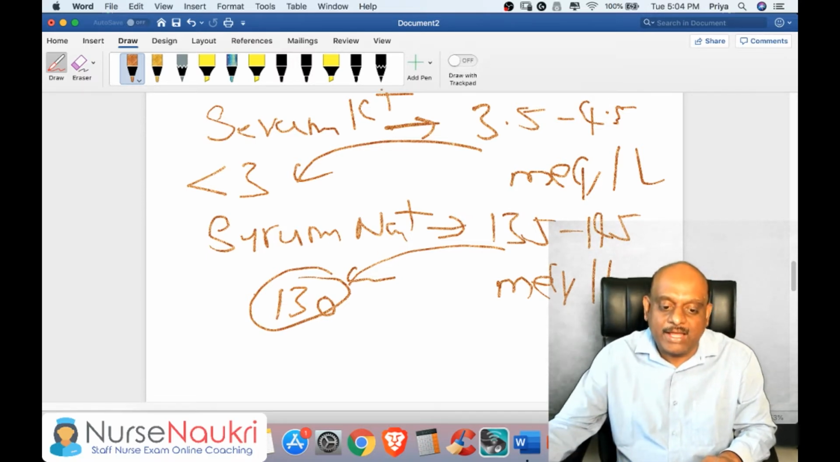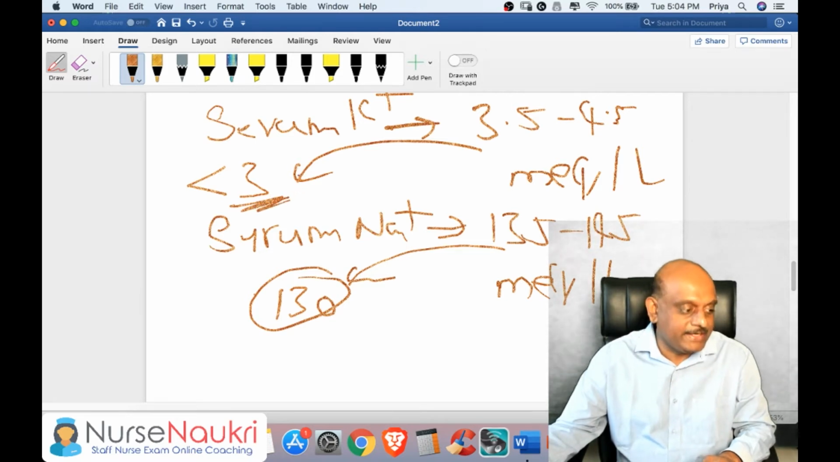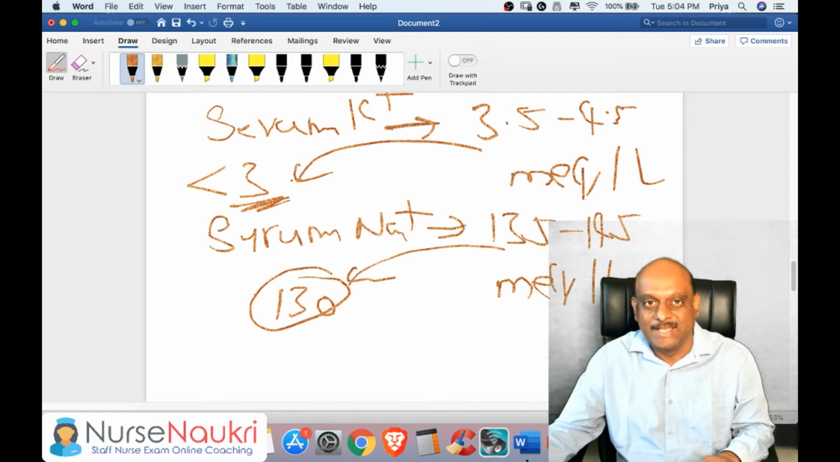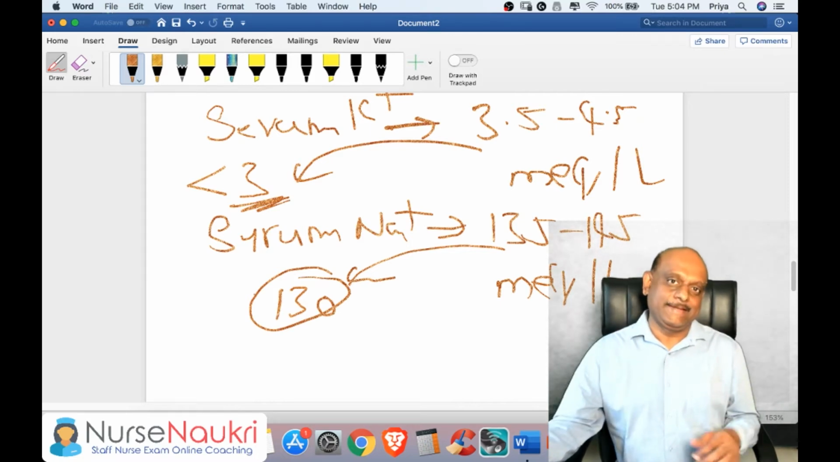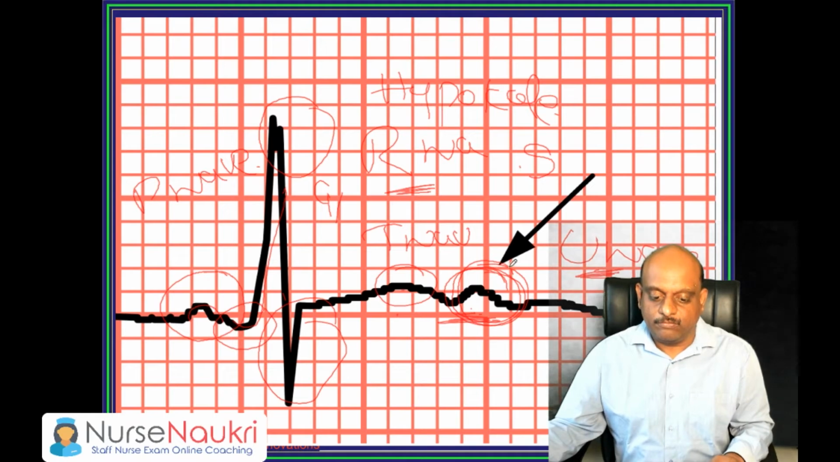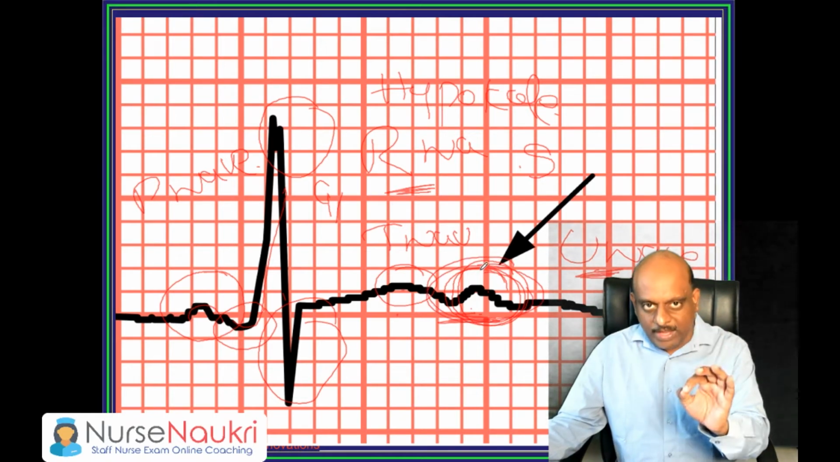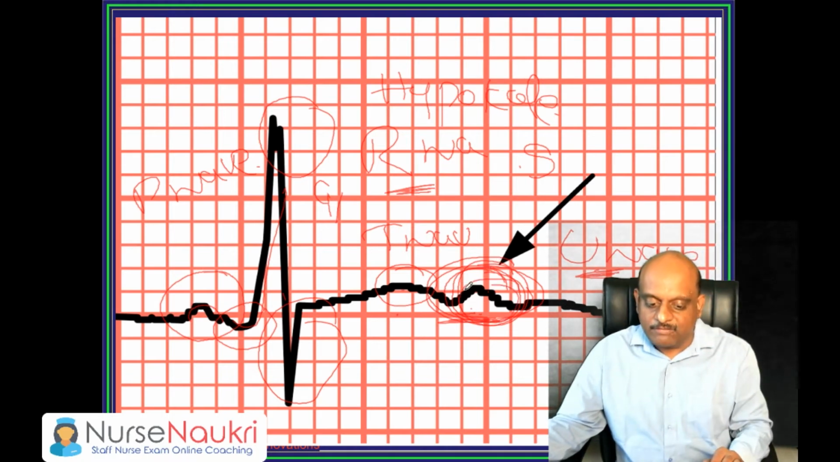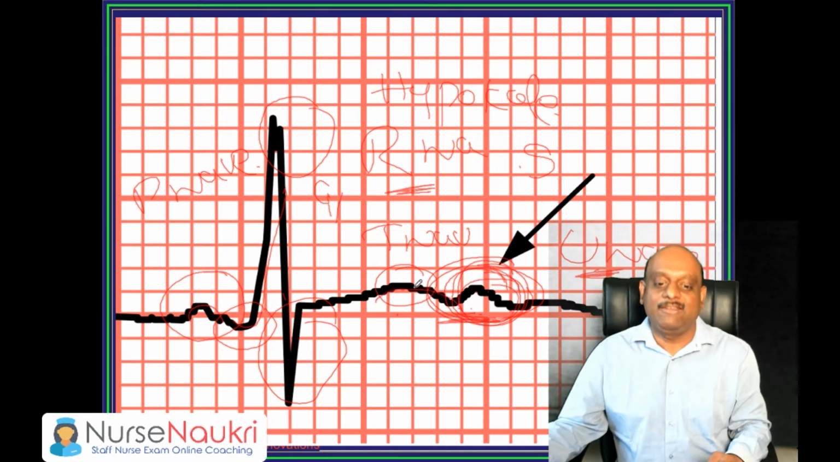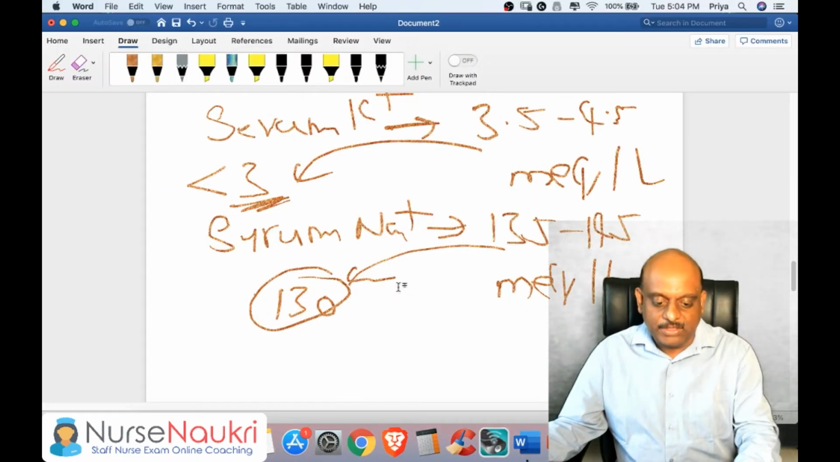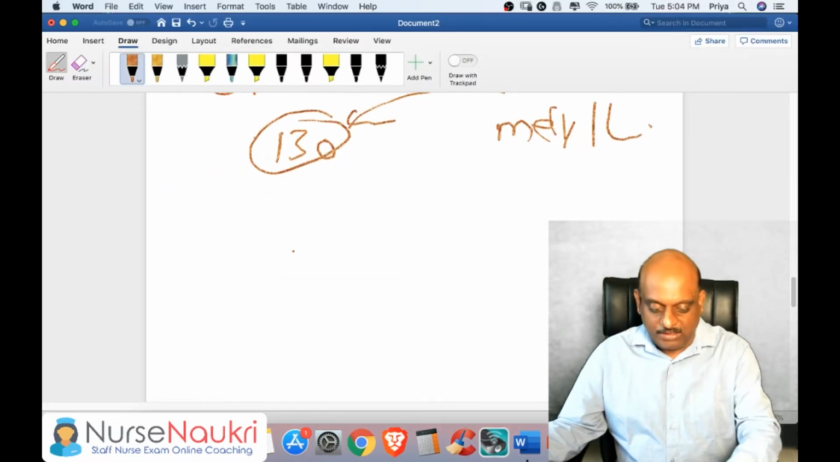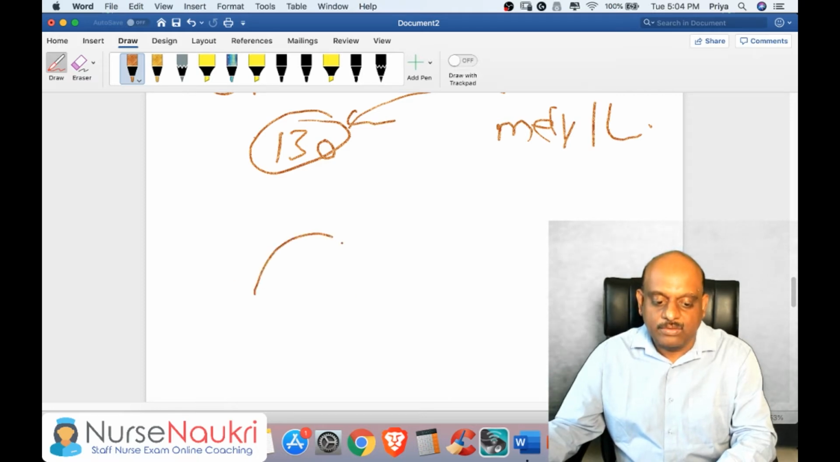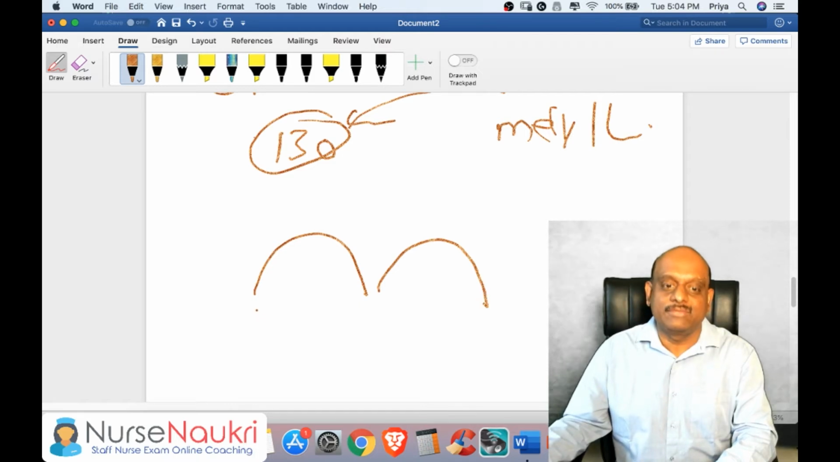So whenever you have a low potassium, the patient typically develops certain ECG changes. You should know what those ECG changes are. For now, let us learn U wave is a feature of hypokalemia. U wave is a wave that comes after the T wave. Now, let us say you have a T wave. After that, you have U wave.